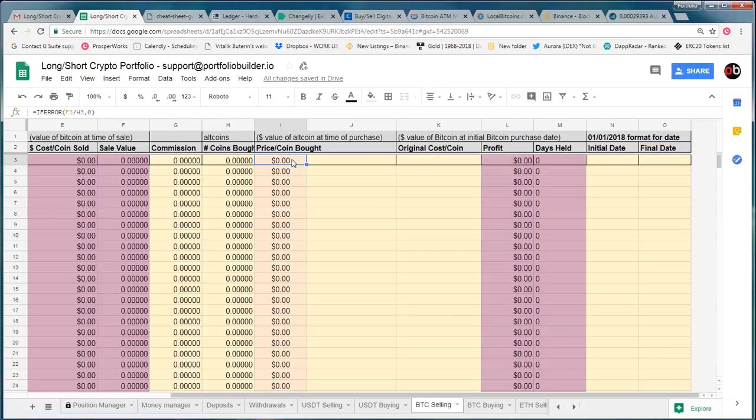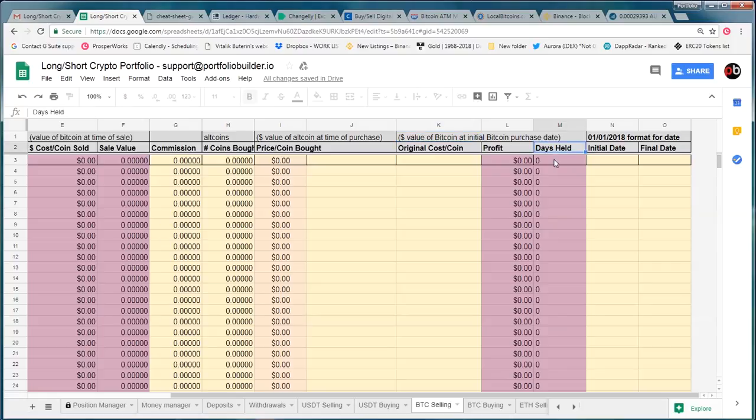So the initial date would be when we initially bought the Bitcoin, and column K is the value of the Bitcoin at the initial date. So we'll cover exactly how that works with first in, first out accounting. But the general idea is we're going to track what we paid for the Bitcoin initially, and then when we sold it to buy the altcoin, what was the new price? And that will be the profit generated that will have a taxable outcome.